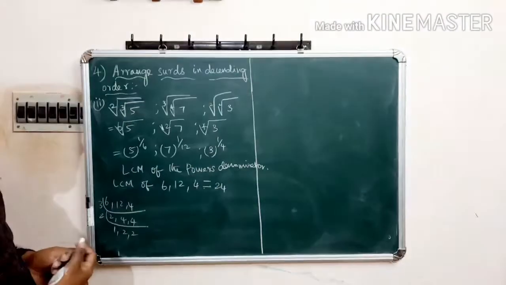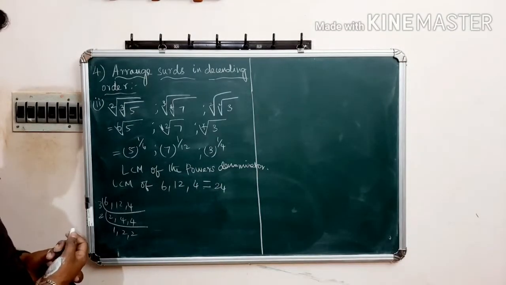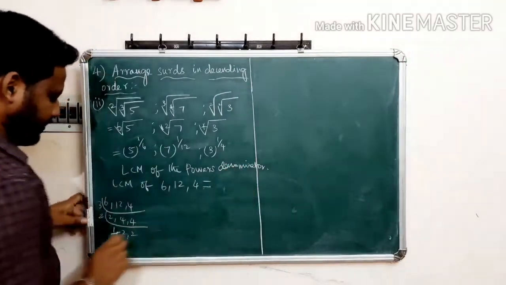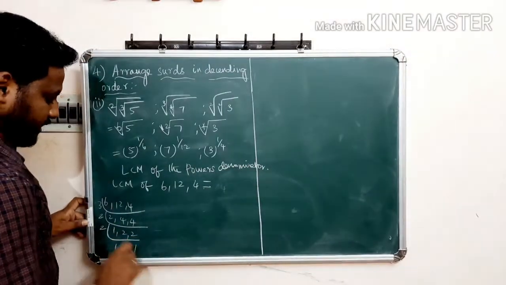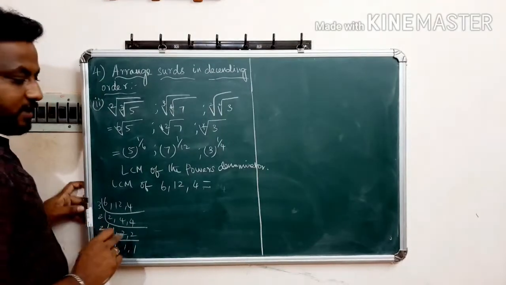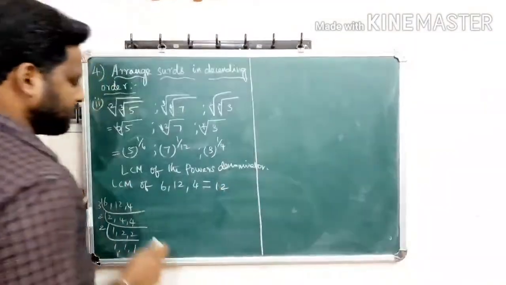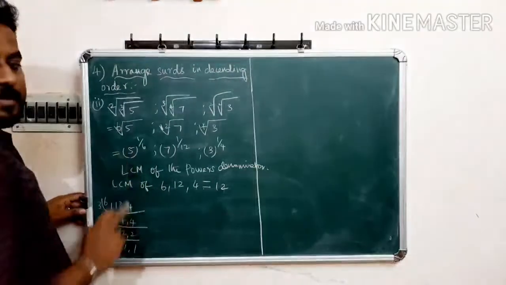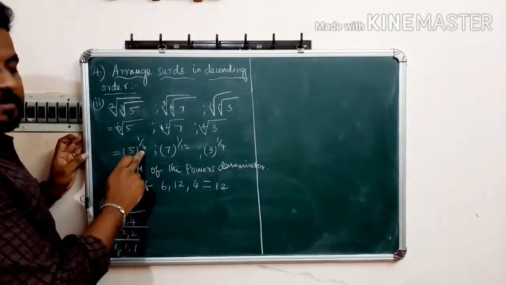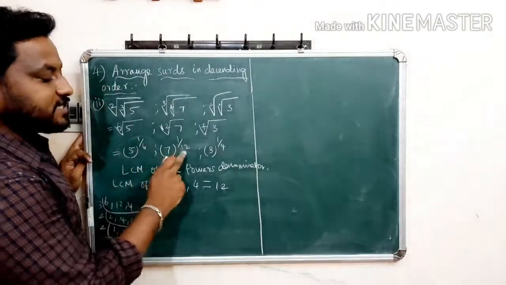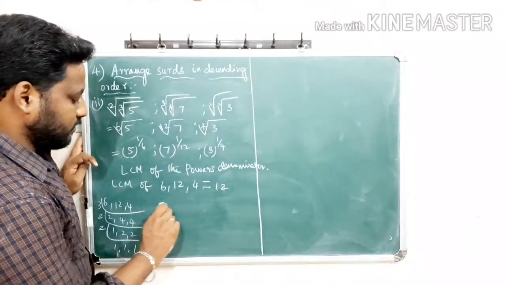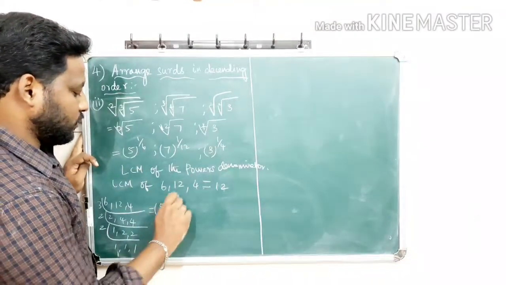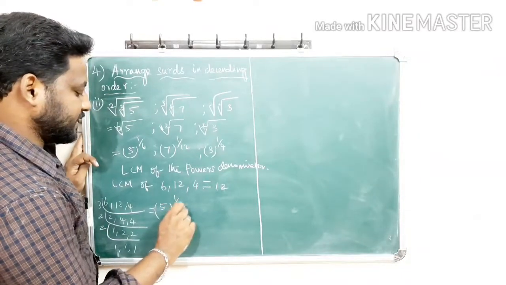So 24 is the... or else again you can, it's 2. So 1, 1, 1. So 2 2s are 4, 4 3s are 12. So 12 is the LCM, least common multiple, of the given numbers, which are 6, 12 and 4. So you have to find out 5 the whole power 1 by 6.